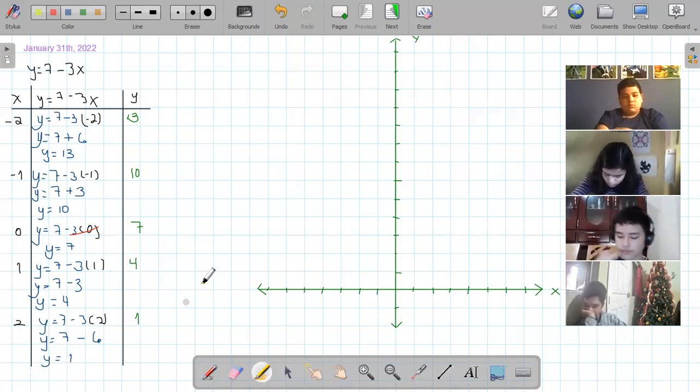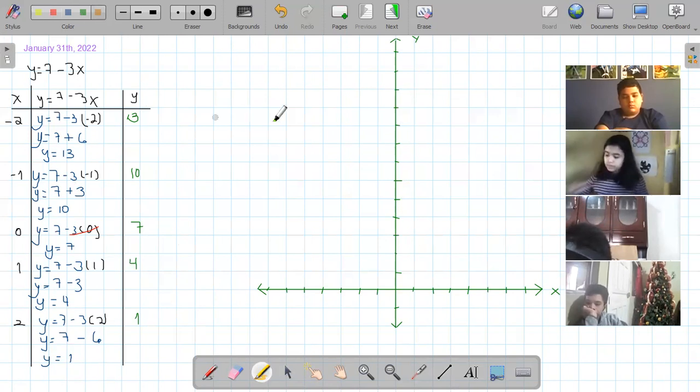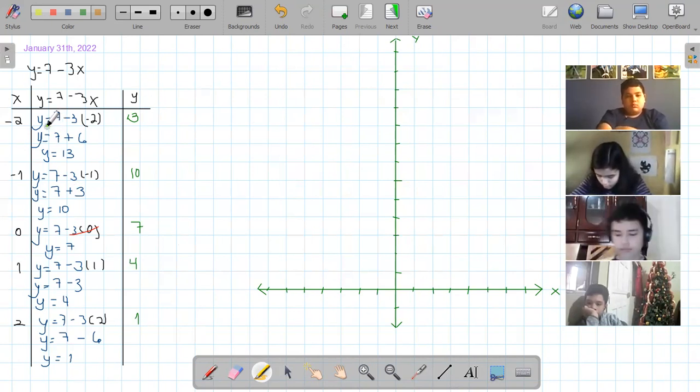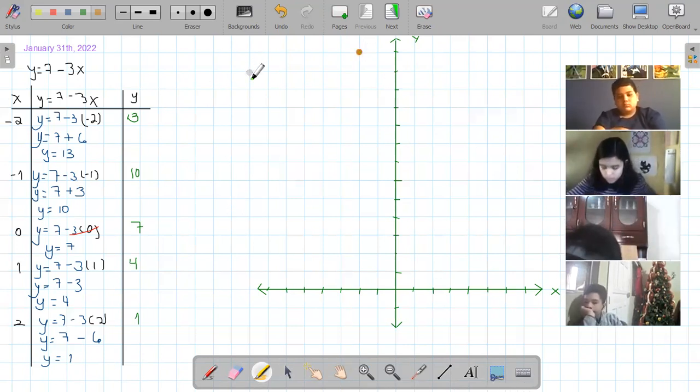Since I did my table in green, I'm going to use, I don't know, round to do the points. Okay. So we got -2, 13. This is -2 on the x. And since I did it with 13, I know that this is the 13th. And there, I connected it, the first one.